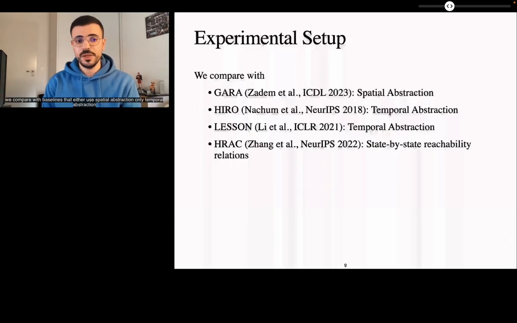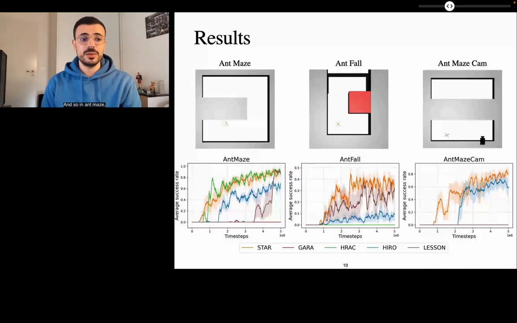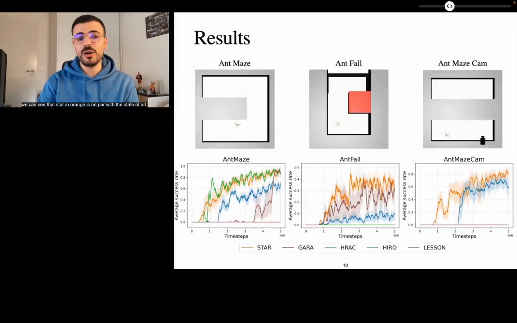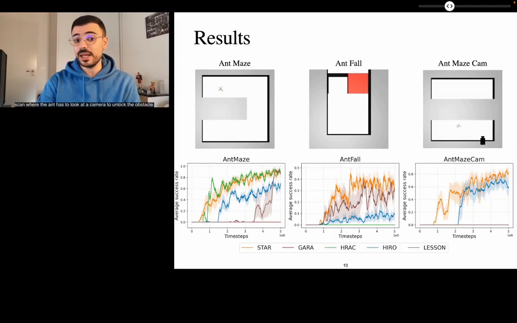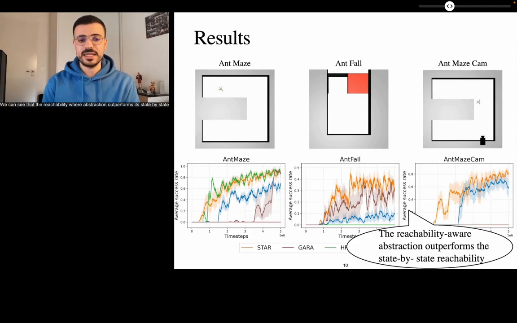And so to evaluate STAR, we compare with baselines that either use spatial abstraction only, temporal abstraction only, or reachability analysis conducted on a state-by-state basis in a tracker. And so in ant maze, we can see that STAR in orange is on par with the state of the art, but when we move into ant fall, the ant has to push a block to create a bridge-like structure to the other side, and this is where STAR is more data efficient. And consistently, in ant maze cam, where the ant has to look at a camera to unlock the obstacle, we can see that the reachability-aware abstraction outperforms its state-by-state counterpart.